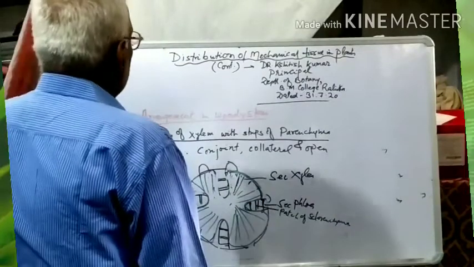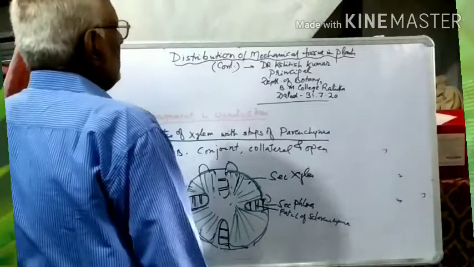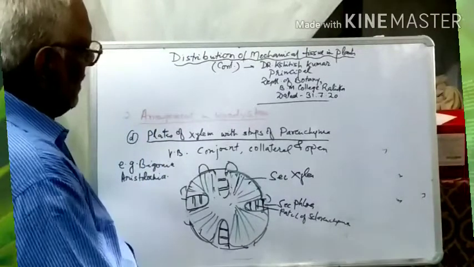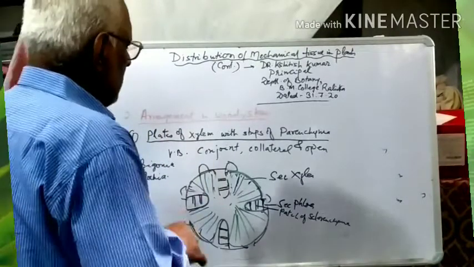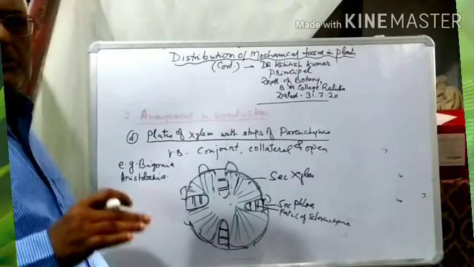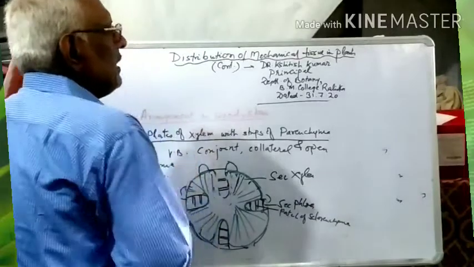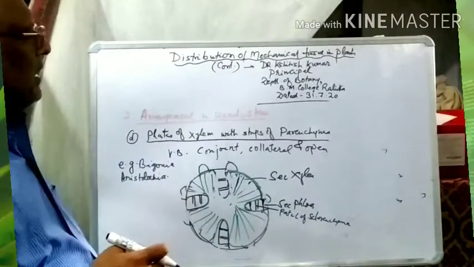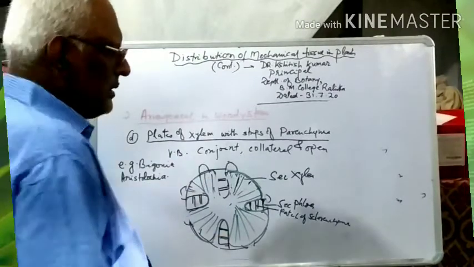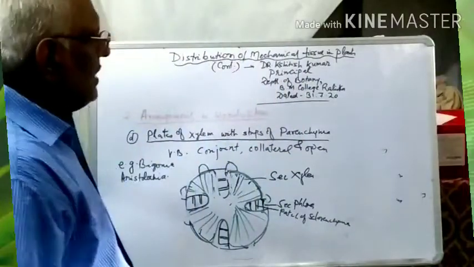So now we have completed all about the arrangement of mechanical tissue in woody stem. First we completed the arrangement of mechanical tissue in herbaceous stem, then we completed the arrangement of mechanical tissue in woody stem.